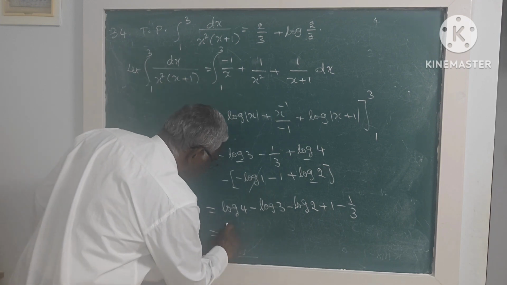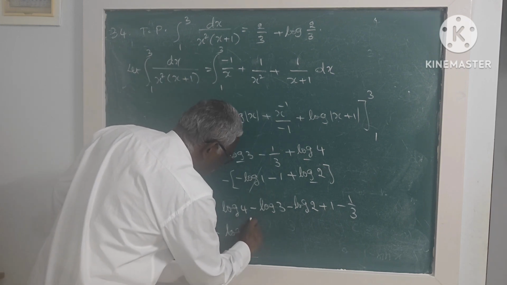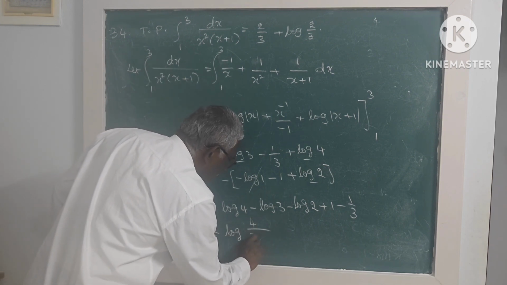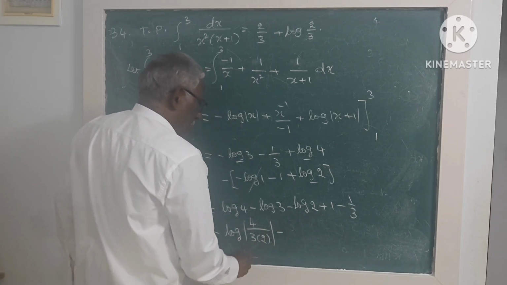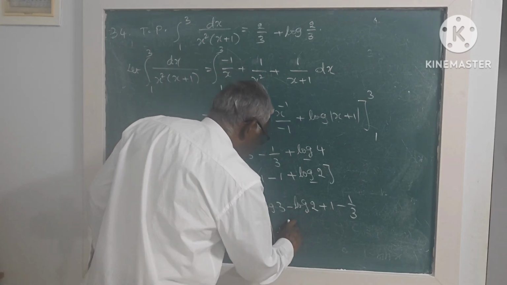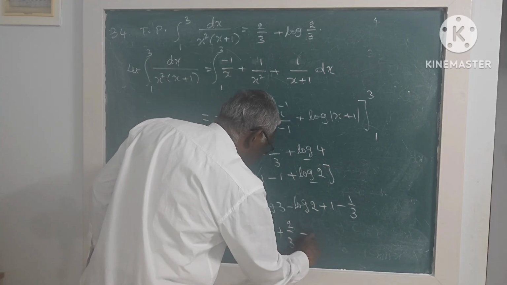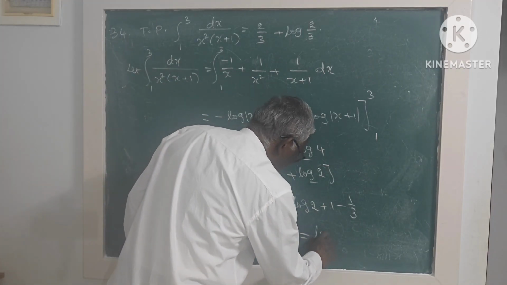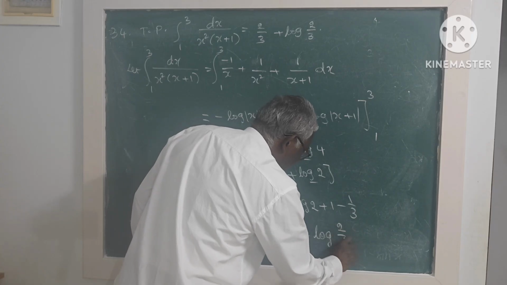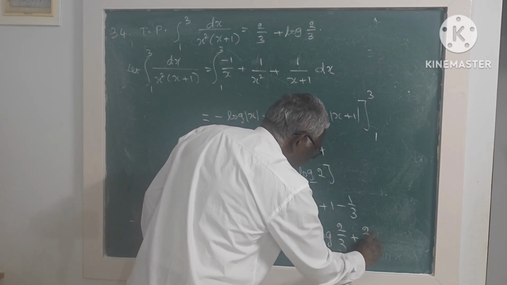Then this can be written as log of 4 by 3 into 2 plus 2 by 3. So this is log of 2 by 3 plus 2 by 3.